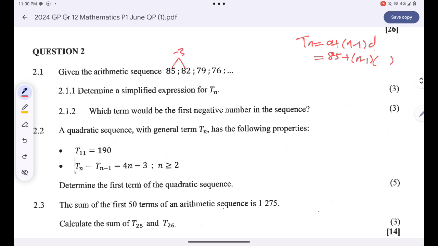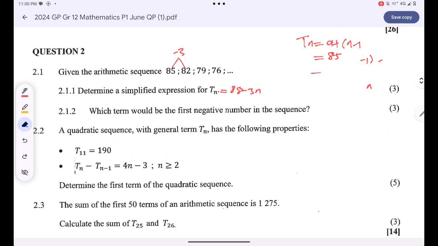I'll simply get negative 3 there, and as I still have 85, whenever I remove these brackets, I'll have negative 3 times n, that's negative 3n, and negative 3 multiplied by a negative 1 gives a positive 3. Then I'll end up having 85 plus 3, which will give me 88 minus 3n. So the simplified expression of the nth term is just 88 minus 3n.